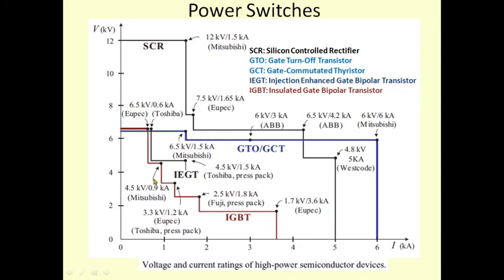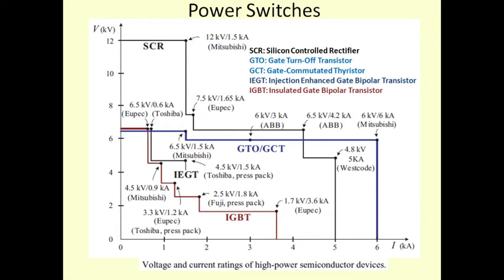This seems to be a bit complex, but it's not as complex as it seems. What is shown over here is the current on this axis, and the voltage on this axis. So we can see over here the SCR, silicon controlled rectifier. It can block up to a voltage of 12 kilovolts, but as we increase the voltage, the current capability is small. But if we increase the current carrying capability, the voltage blocking capability will reduce. But still, it is still used for very high voltages.